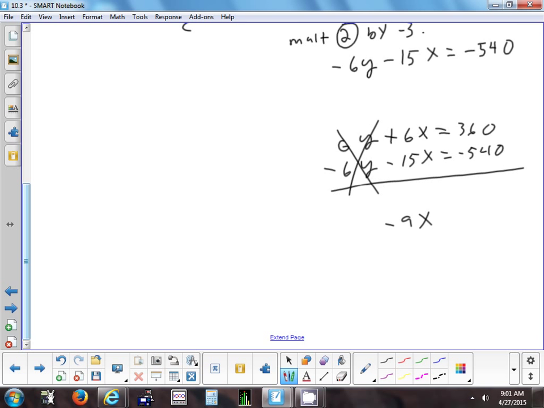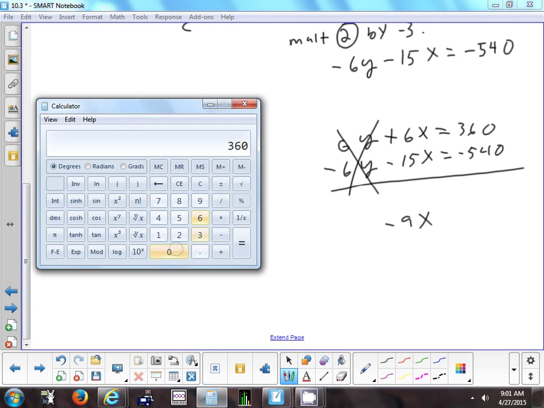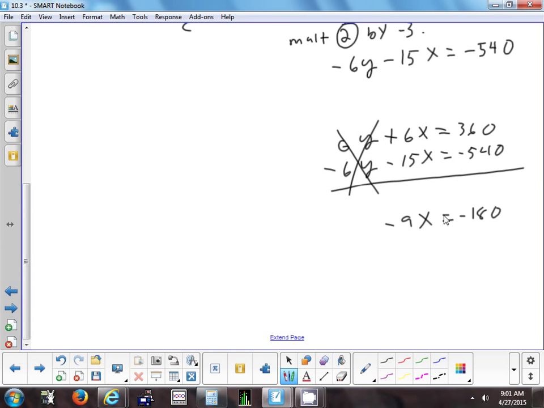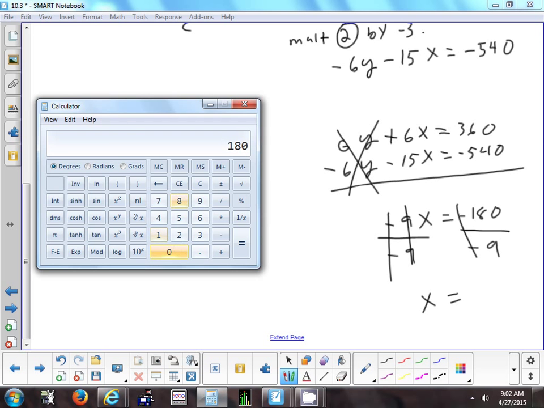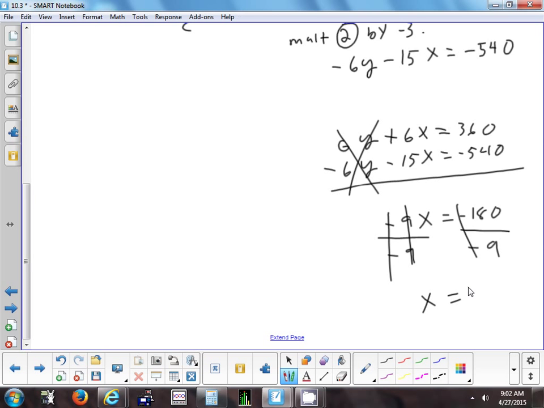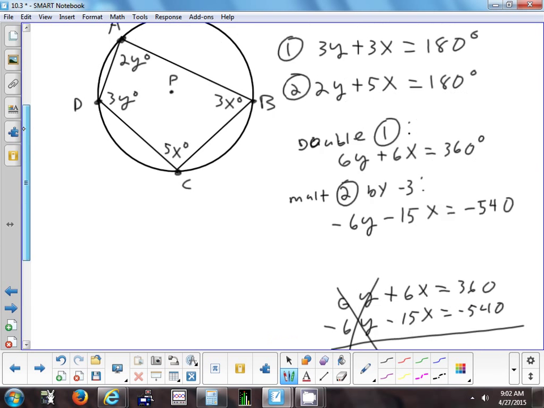Okay, now we've got 360 minus 540. Let's just use the calculator. Okay, negative 180. Last step, divide each side by what? Not 9. Negative 9. Good. So that cancels that and that. Okay, so 180 divided by 9, 20. So we have x equals 20.